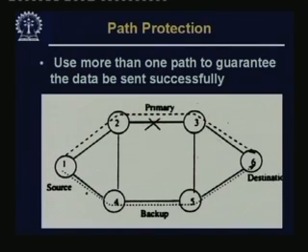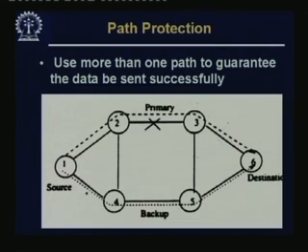So, first let us talk about path protection. It uses more than one path to guarantee the data be sent successfully. If you look at this graph, we have a 6 node graph where 1 and 6 are communicating, and on the top through the dashed line we show the primary path, which is the primary connection between 1 and 6. Now, what might happen is that the link between 2 and 3 might snap due to some reason. So, we have already got a backup route which is calculated, going through 1, 4, 5 and 6.